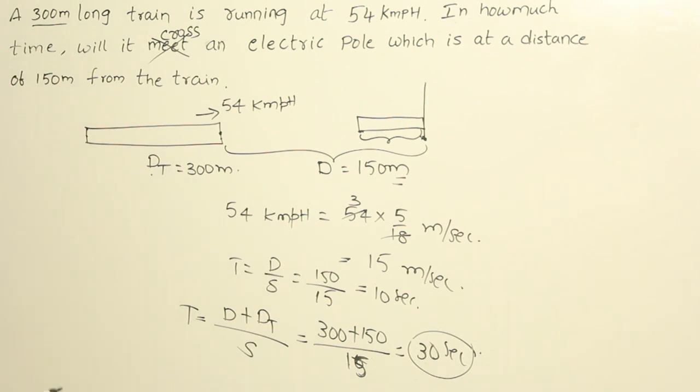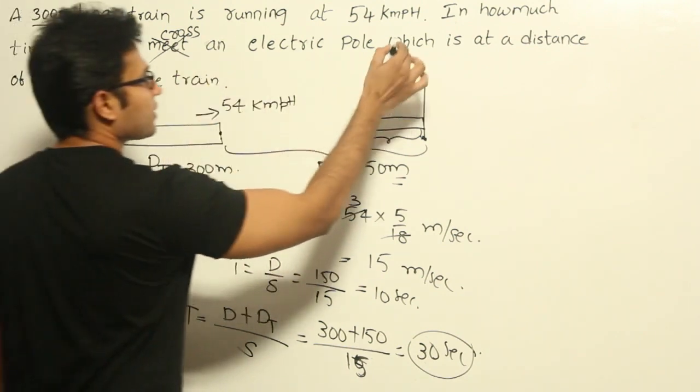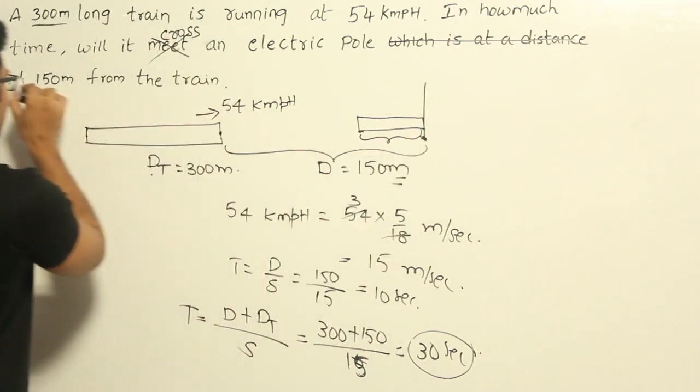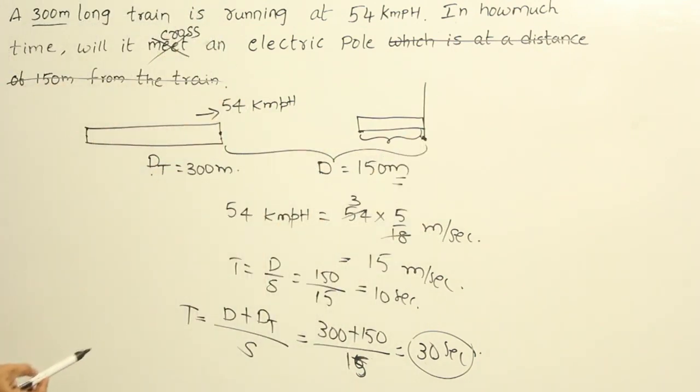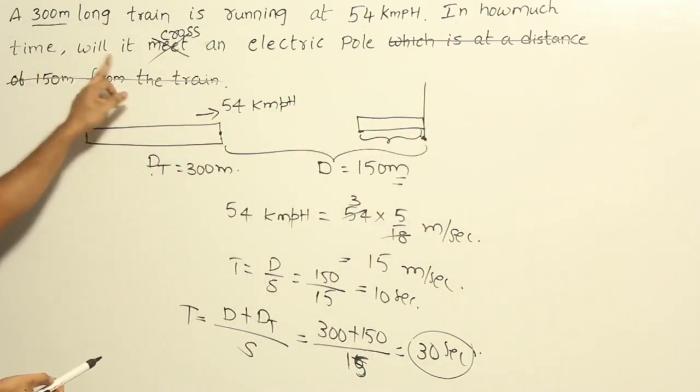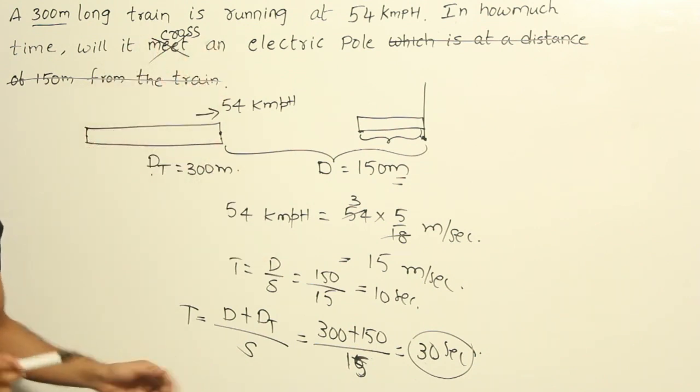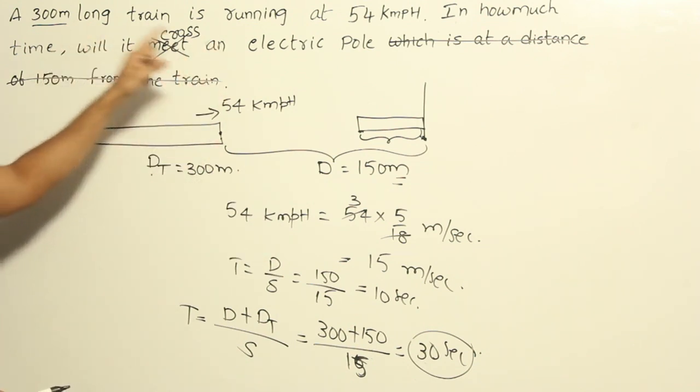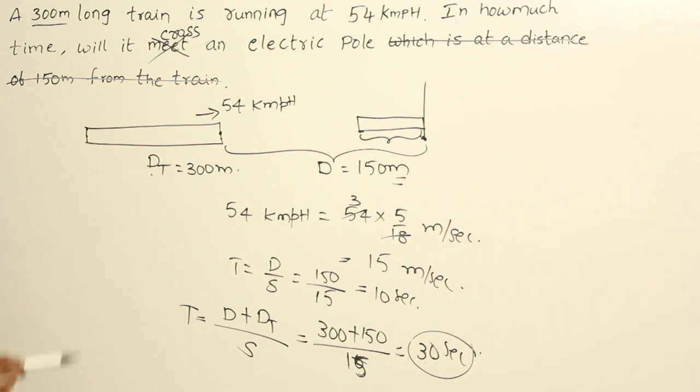Okay, now one more possible question is, sometimes they will not say anything about the distance. They will not give you, say, an electric pole, only the question is given: in how much time will it cross an electric pole? The length of the train is given and the speed of the train is given. The question is just how much time will it take for the train to cross the pole.